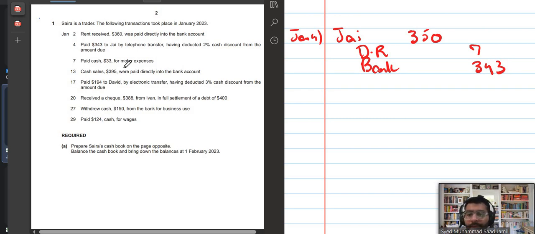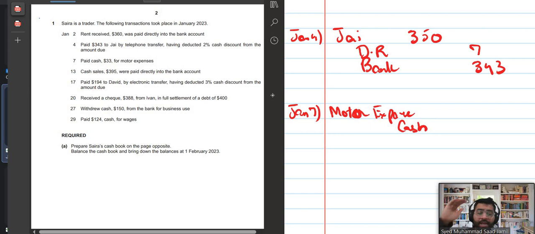Now it says paid cash 33 for motor expenses. Look, motor expense is what? Motor expense is an expense, and expense by nature is debit when it increases. So you guys will write motor expense, and over here paid cash, you guys will write cash over here because cash is an asset which is decreasing. So credit 33.